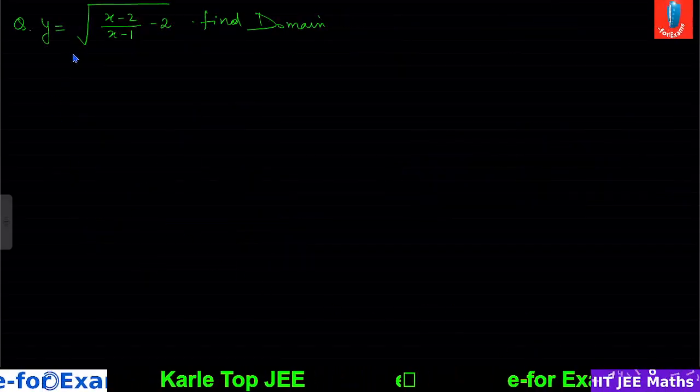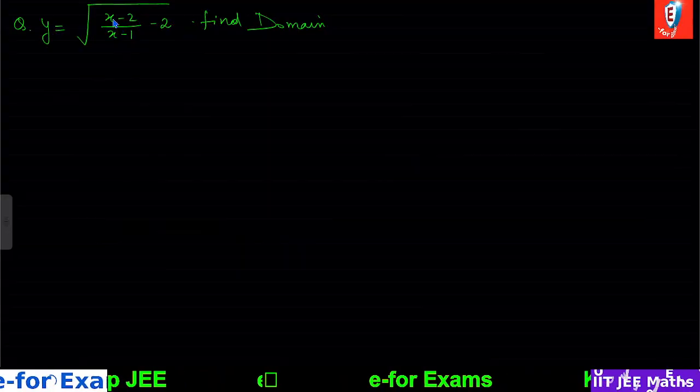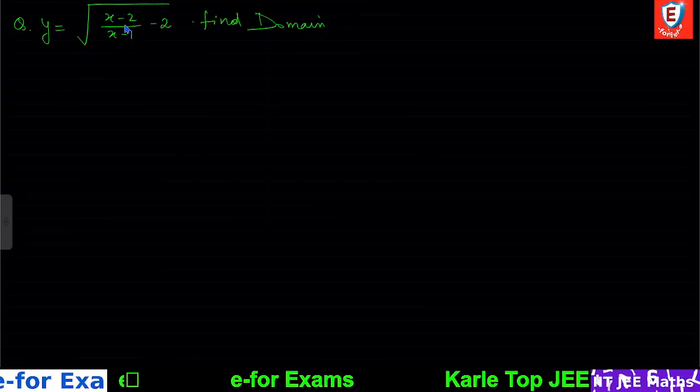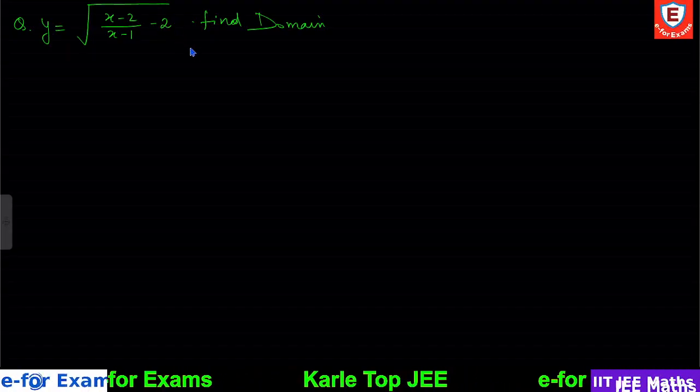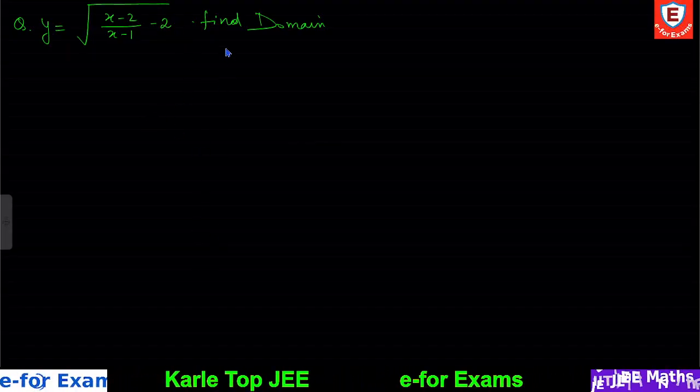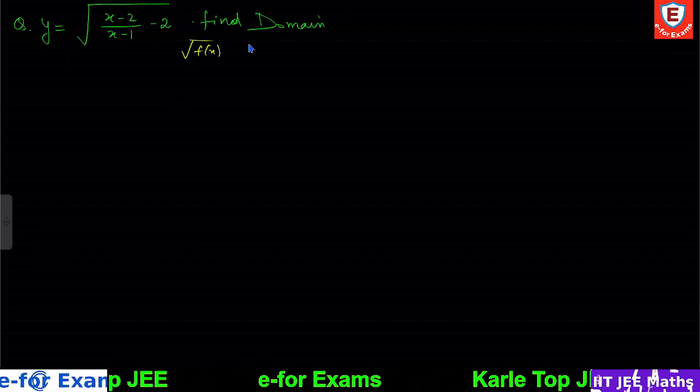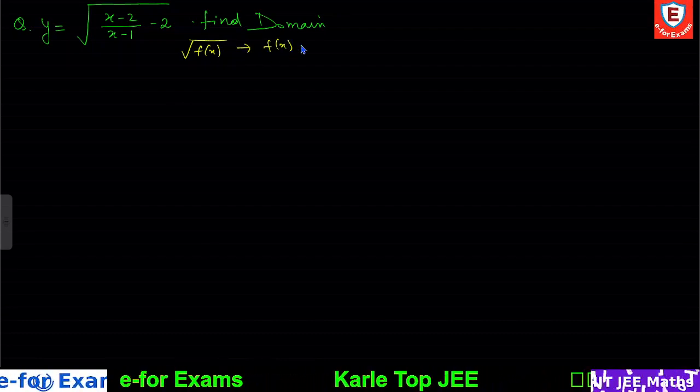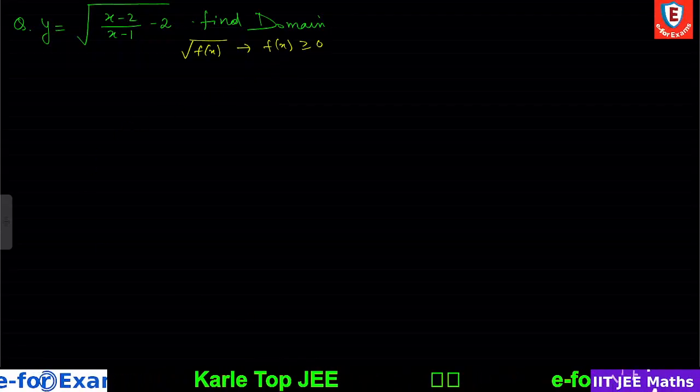Next, y equal to root over x by 2 upon x minus 1 minus 2. So what format is this? This is nothing but root over f of x, right? From here we get f of x is greater than or equal to 0. So let's solve this.